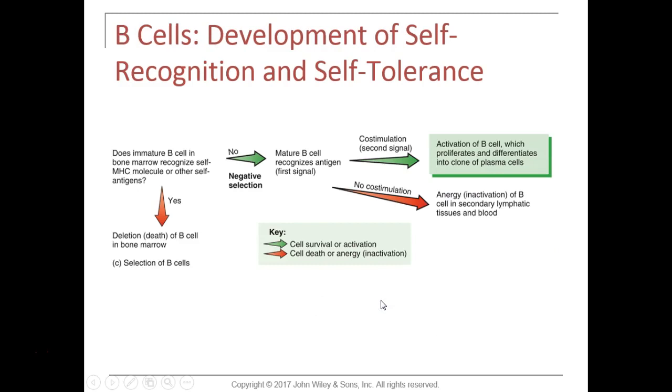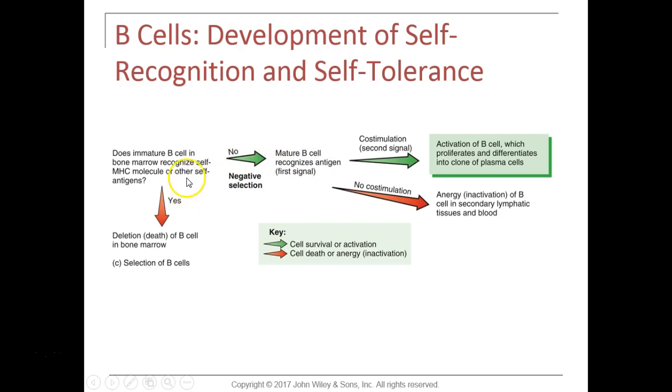Okay, so we also have B cell development and recognition and self-tolerance, self-recognition and self-tolerance that has to occur. First of all, does the immature B cell that's in the red bone marrow recognize our own MHC molecules? In this case, it's different. If our B lymphocytes do not recognize our own MHC molecules, which is called a negative selection. Basically, if you can't do something, you win. Negative selection, those B cells will move on.